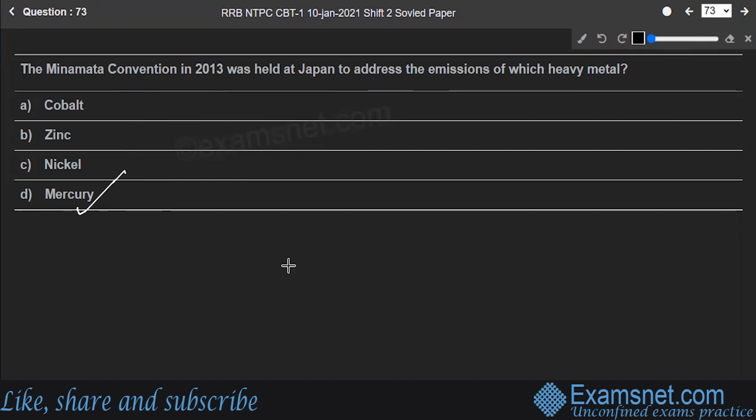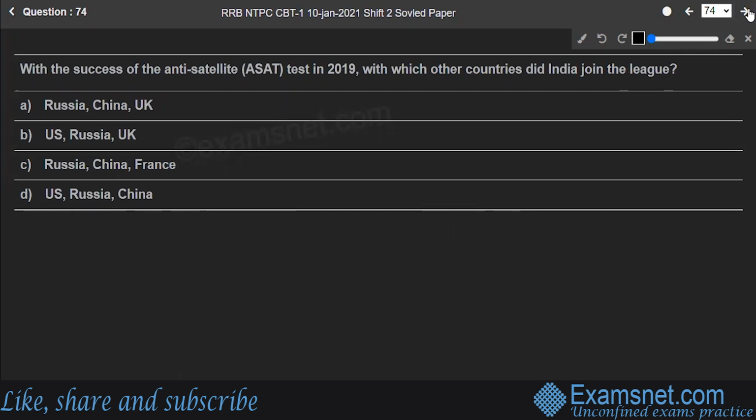Minamata Convention is an international treaty that is designed to protect human health and environment from the harmful effect of mercury and its compounds. This convention is named after the Japanese city Minamata, which was severely affected by the devastation of mercury poisoning. The agreement is aimed at reducing mercury pollution and spreading awareness of its harmful effects. So we have option D as the correct answer to the question. Hope you understood this.